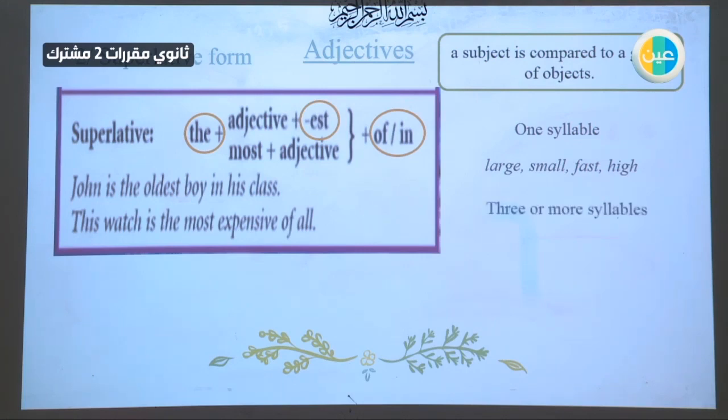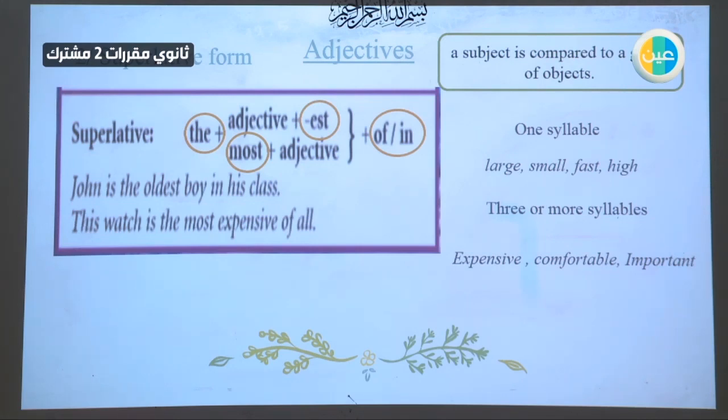Now, what if you have 3 or more syllables, like, for example, expensive, comfortable, and important, and you want to say that your house or that watch is the most important, or for example, you have 5 questions, and this is the only one that you feel is very important? You're going to use the also, but instead of a suffix, you're going to use most before the adjective, and of or in town, for example. Here you have an example in your book. This watch is the most expensive of all.